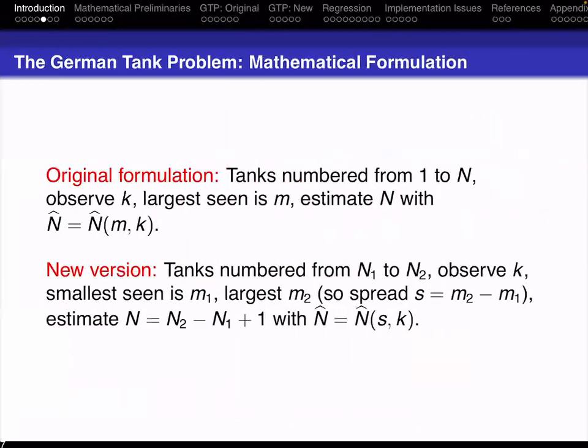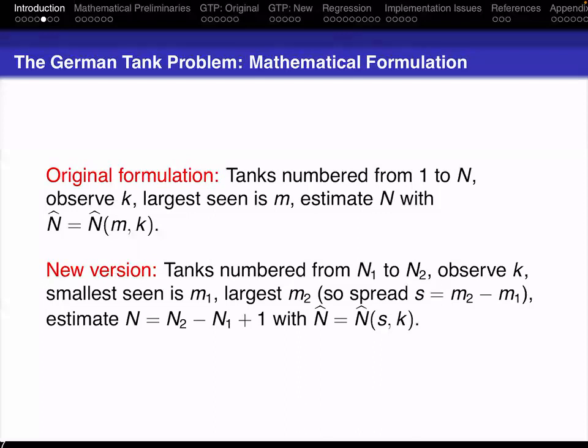All right, so again, the original formulation, the tanks are numbered from 1 to capital N. We observe K tanks, the largest we see is little m. And then the new version, which I probably won't talk about too much in class, is just what happens if you start off at N1. Can anybody give me a lower bound for your estimate of N? N has to be at least how much?